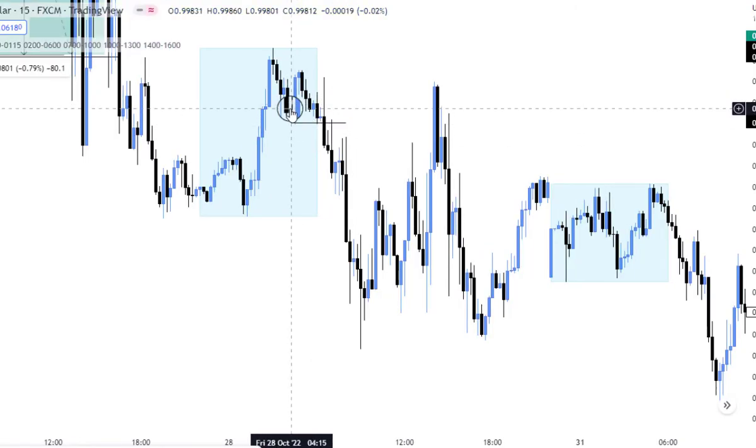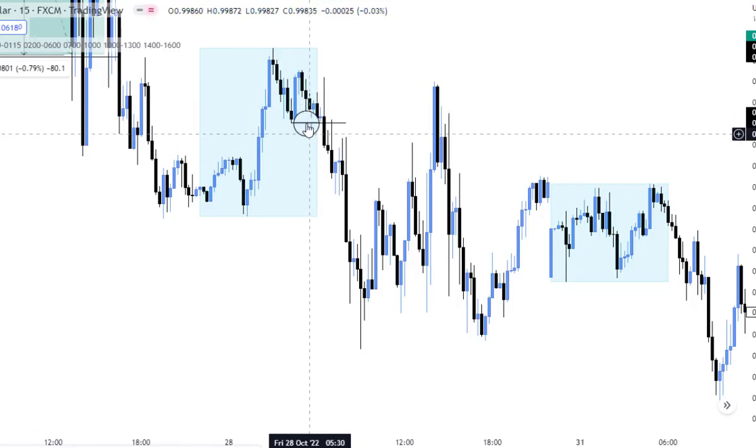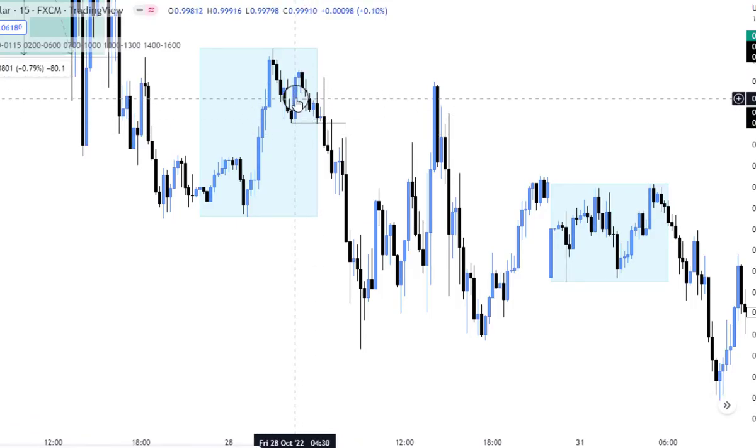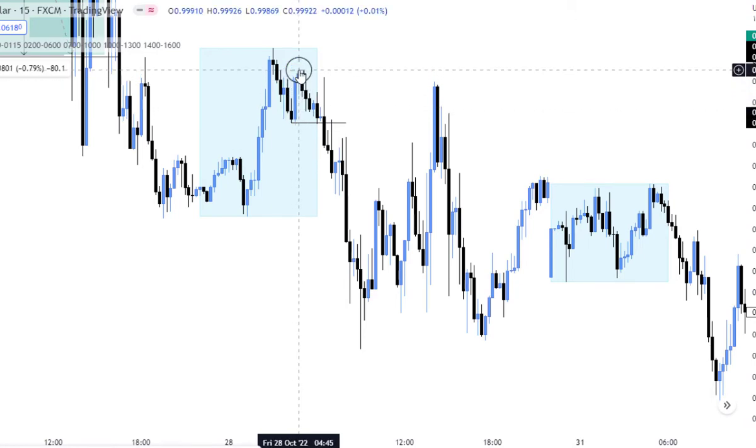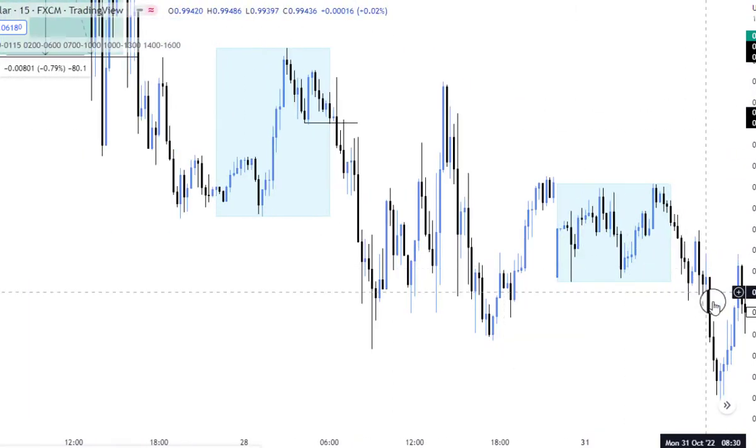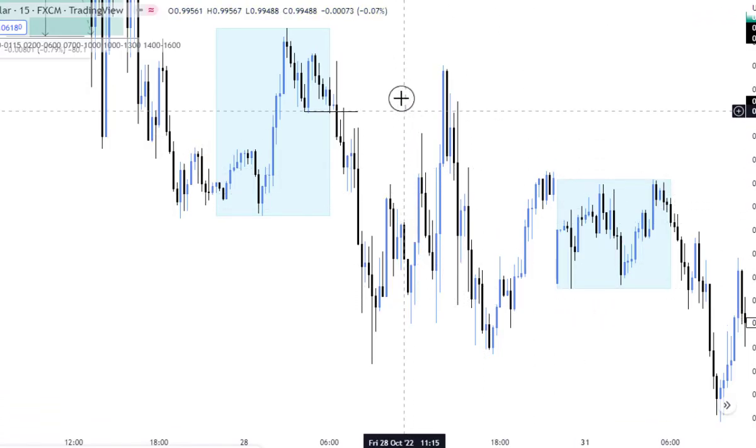Mitigation block. Look for confluence. It has another block attached to it. Okay, we are looking to sell on return to this mitigation block. Our stop loss should be above this other block. Okay, so guys, when price returns, we sell.